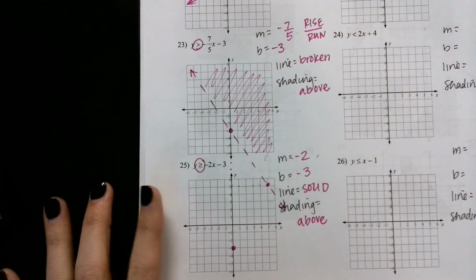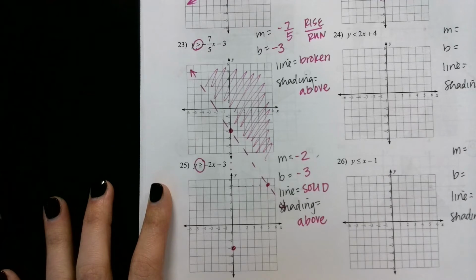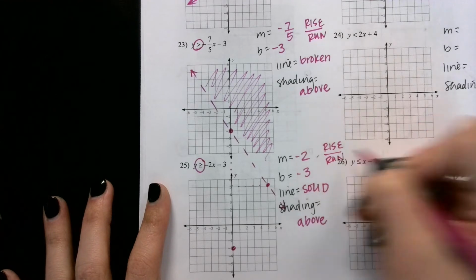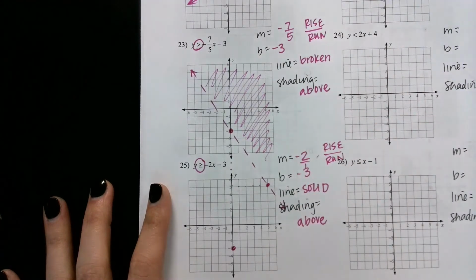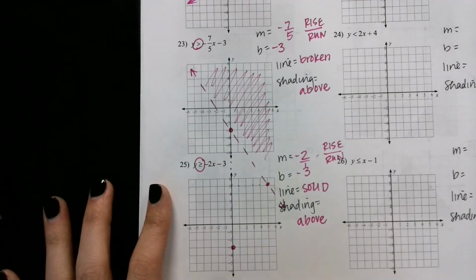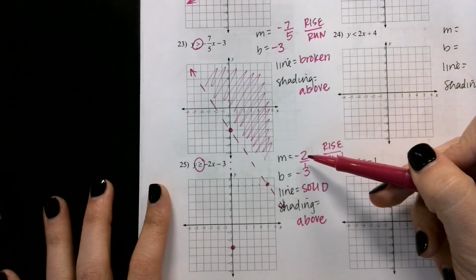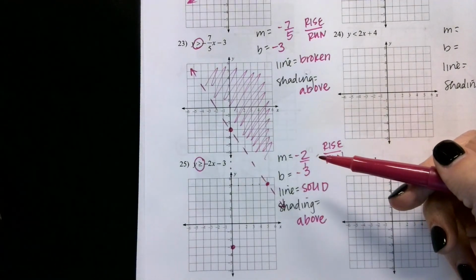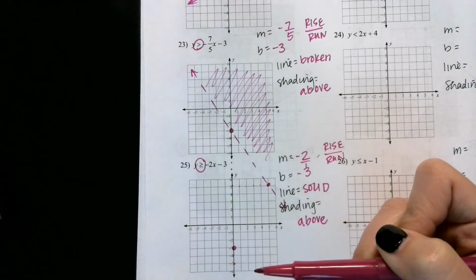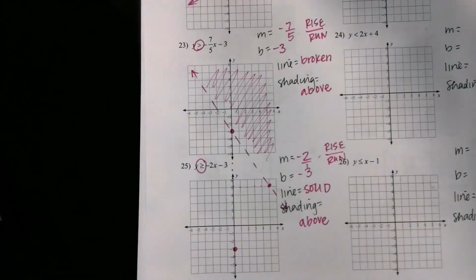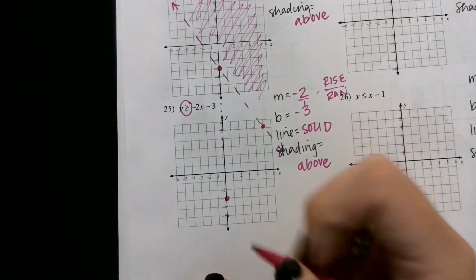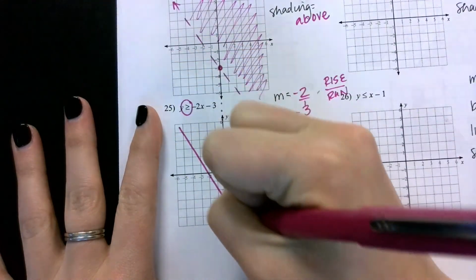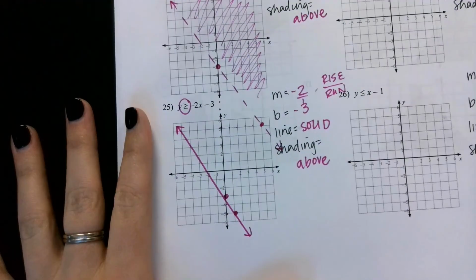And my slope, if it's a whole number, how do I make -2 a fraction to help me with my rise over run? What do I put all whole numbers over if I want to make them a fraction? 1. So if it's -2 in the numerator, where will I go from my y-intercept? Down 2 or up 2? Down. So down 2, and that's not where my point is. My run is +1. So that means I'm going to go to the right. My line is solid. And where's the shading?